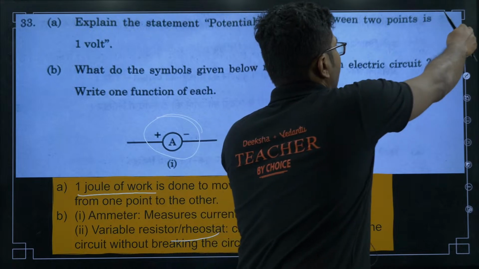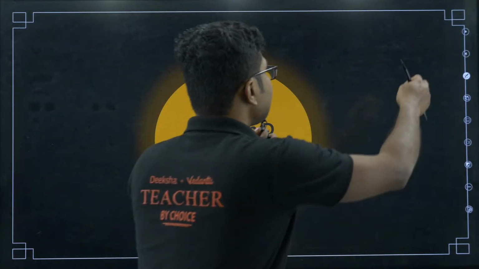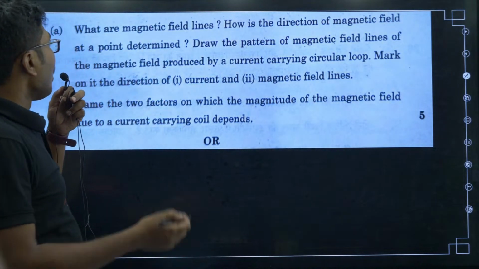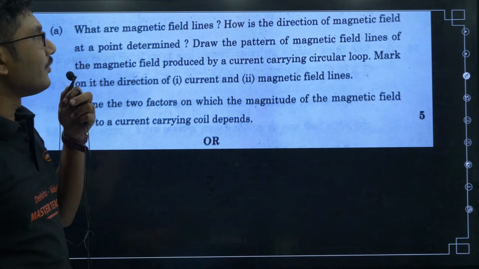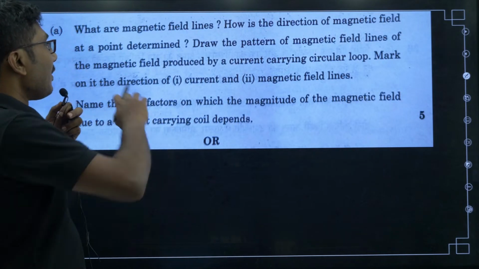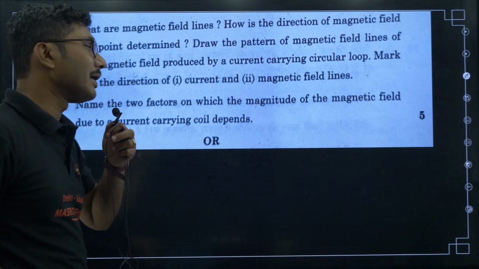Okay, now next is the 5 marker section. Let's see the first question. The first question is again a physics question. What are magnetic field lines? How is the direction of magnetic field lines at a point determined? A common question. For magnetic field lines, you have to write the definition of magnetic field lines.